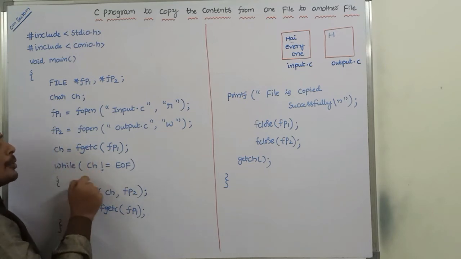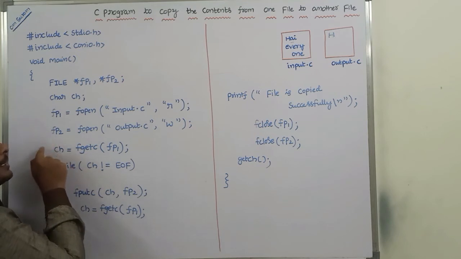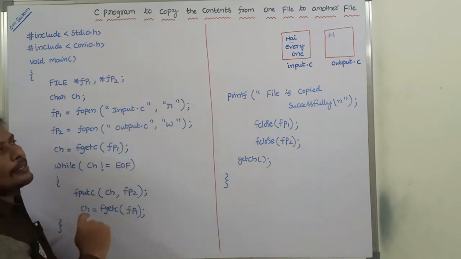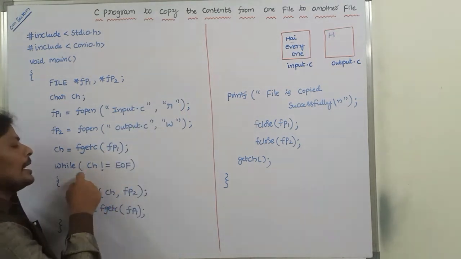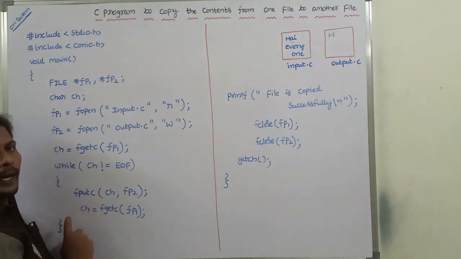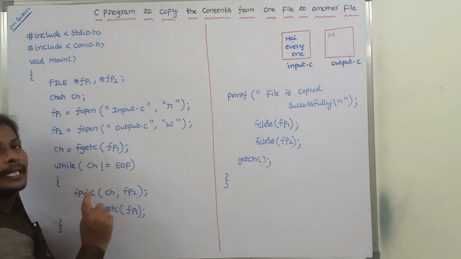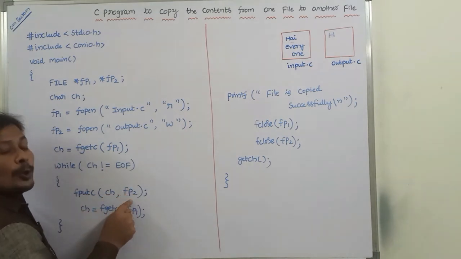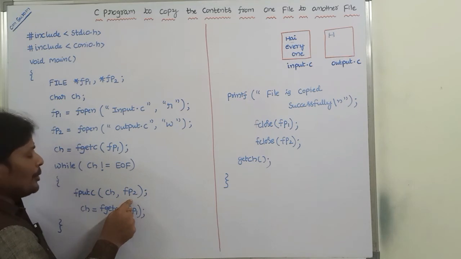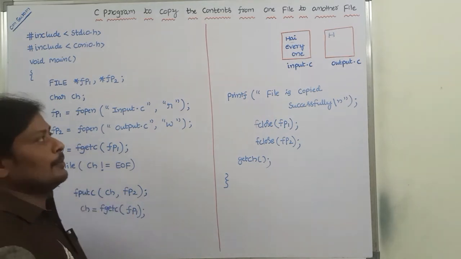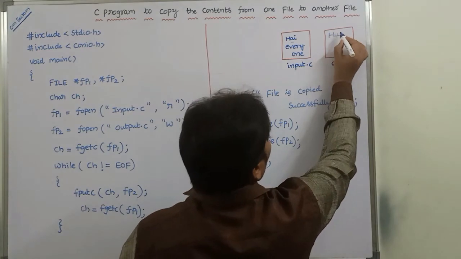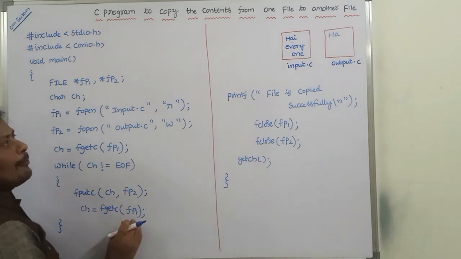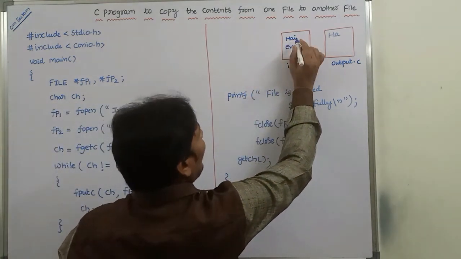Now we check whether the character stored in ch is end of file or not. A is not an end of file, so the condition is true. The control goes to the body of the while loop. In ch the character A is there. That A is written into the output.c file pointed by fp2 by using the fputc function. So here A is written into the output.c file. Again the file pointer is incremented from A to I.